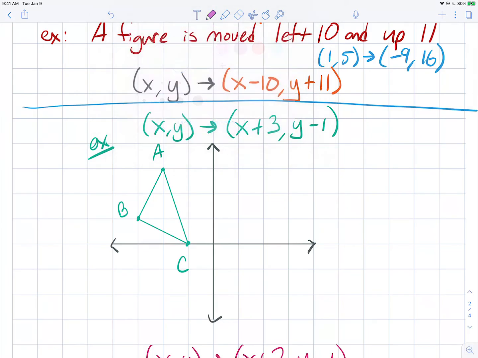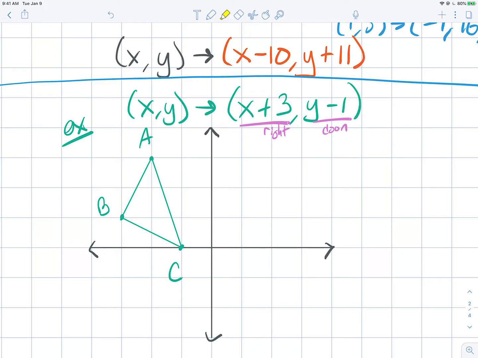So our rule is going to be x plus 3, which means right 3, because plus means positive direction, comma, y minus 1. So that means we're going to go down 1. So I'm going to start by putting my pencil on coordinate A, and I'm going to move based on my directions. So from point A, I'm going to move right 3, so 1, 2, 3, and down 1. This is now A prime.